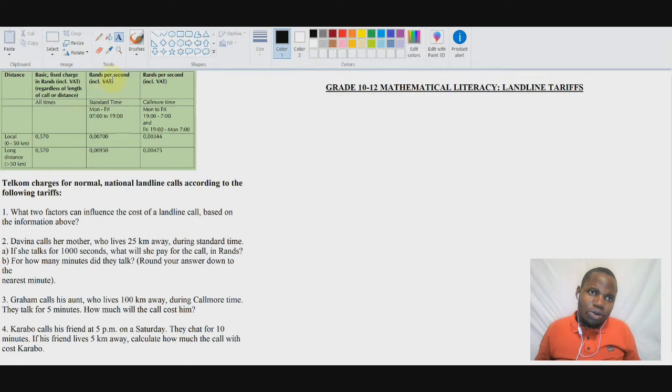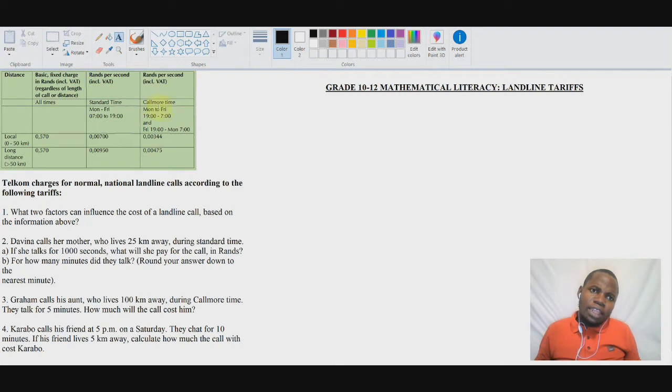Now here you have rands per second. Like I've explained to you, you have different times, right? In a telephone tariff, you have what you call standard time, which is from Monday to Friday, from 7 o'clock in the morning to 7 o'clock in the evening. That is the time where I said the costs are very expensive during the day. So standard time is from 7 in the morning to 7 in the evening.